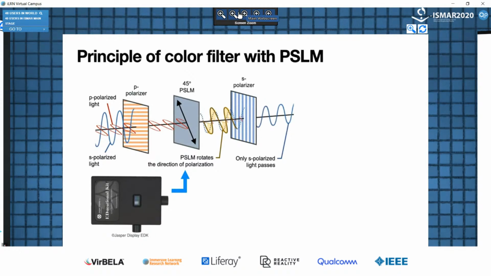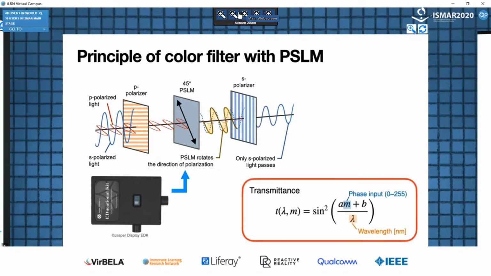This process can be expressed by the Jones equation. The transmittance of this filter depends on the input value for the PSLM and of the incident light. As a result, this optical system works as a programmable color filter.